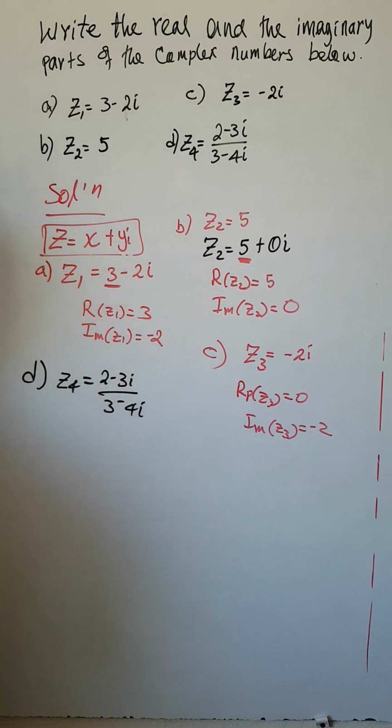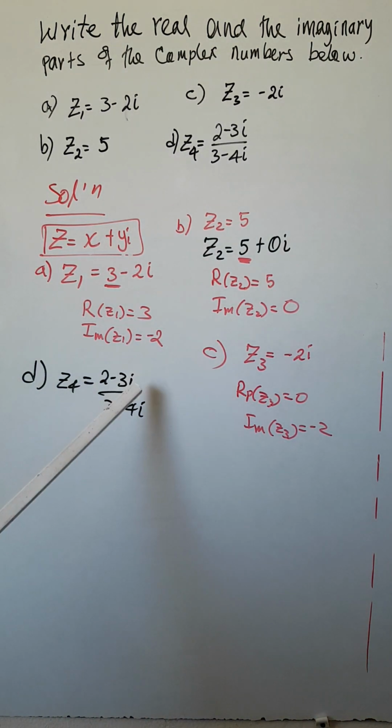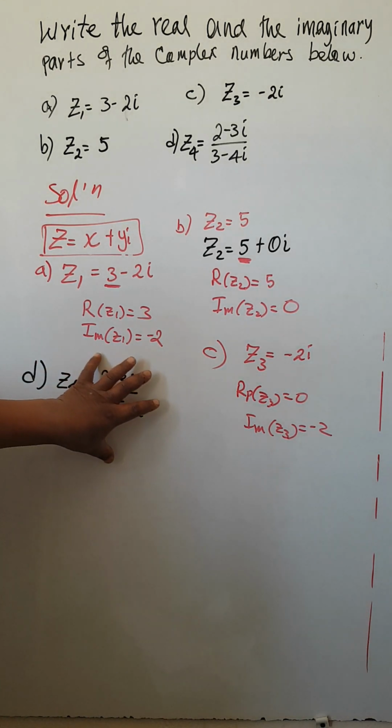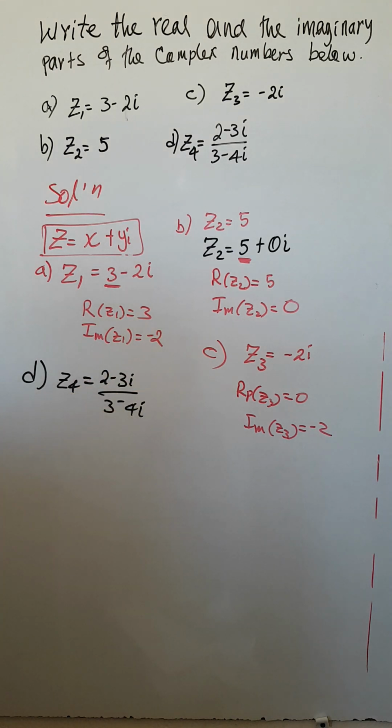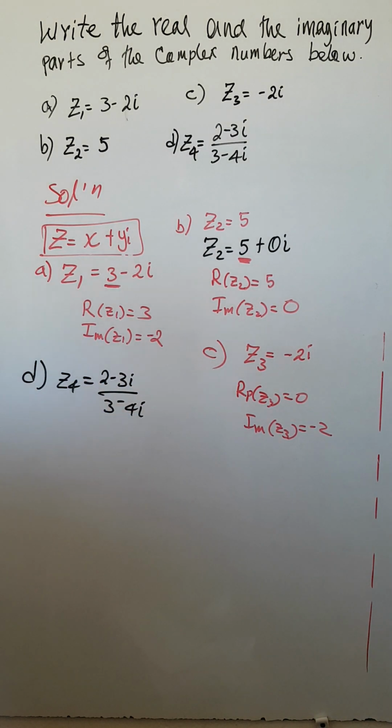But now here we have z4, which is 2 minus 3i divided by 3 minus 4i. Let's solve it further. The numerator has no real part in the denominator, and the denominator has no real part. So, to put this into imaginary and real parts, we have to use something like rationalization by using the conjugate of the denominator. We'll see this in detail.